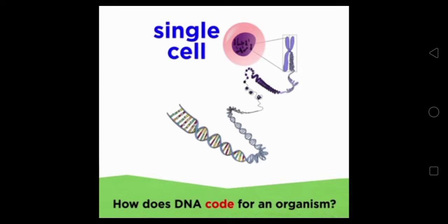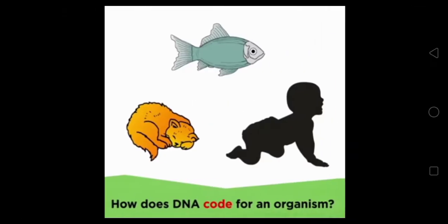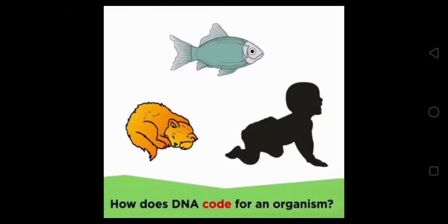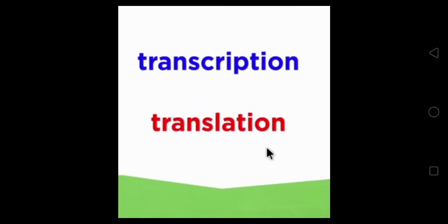Here, we will understand DNA and how these molecules code for a particular organism. How is it that a single cell containing a specific set of genetic material will result in the development of a fish, cat, or human? To understand this phenomenon, we'll need to learn about transcription and translation.